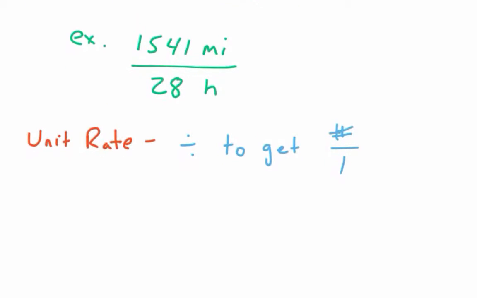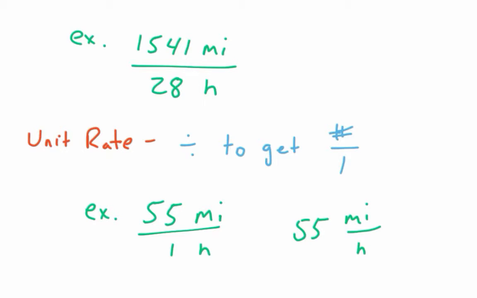If I were to punch in 1,541 divided by 28 in a calculator or do the long division, I should come up with, with a tiny bit of rounding, 55 miles. I wouldn't necessarily write it this way, but it's 55 miles over 1 hour. Or normally people just write 55 miles per hour. So in other words, as we were going down there, our average speed would have been 55 miles per hour.